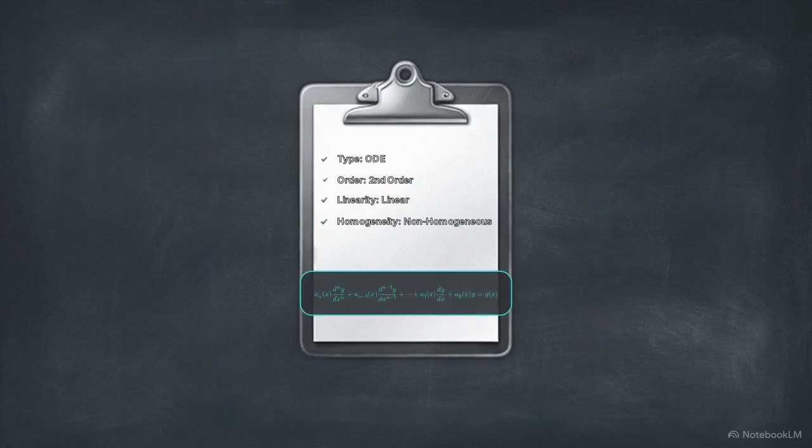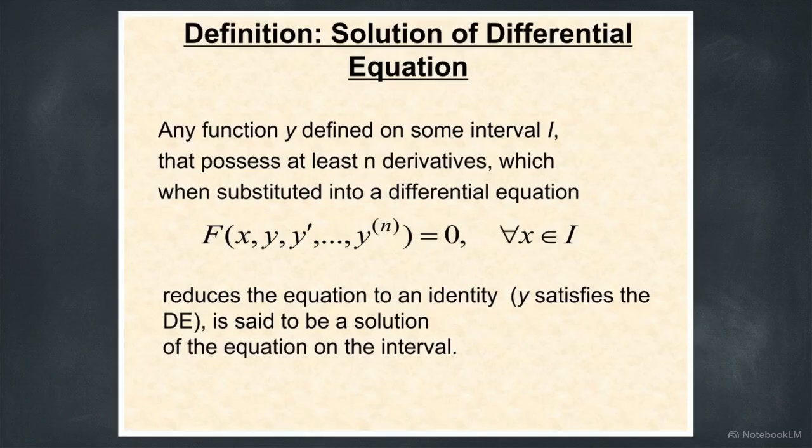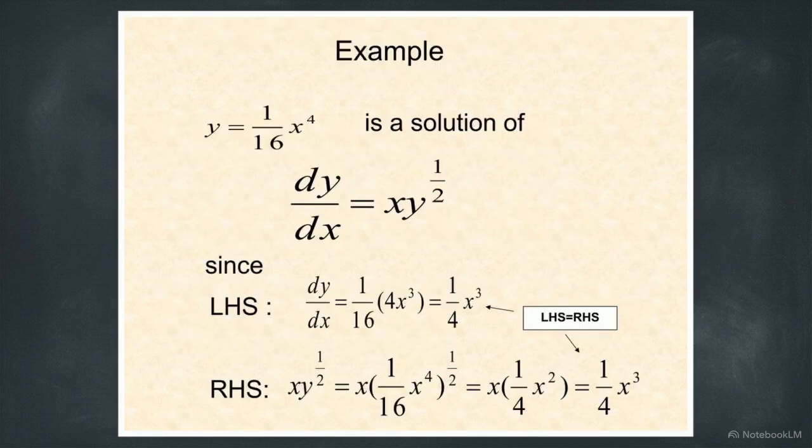So what does a solution actually look like? As this text outlines, a solution isn't a single number. It is a complete mathematical function that, when substituted back in, reduces the original differential equation to an identity, meaning both sides balance perfectly. We can verify this through substitution. If we propose that y equals 1/16 x to the fourth power, we calculate the derivative for the left-hand side, plug the original function into the right-hand side, and confirm they are equal.